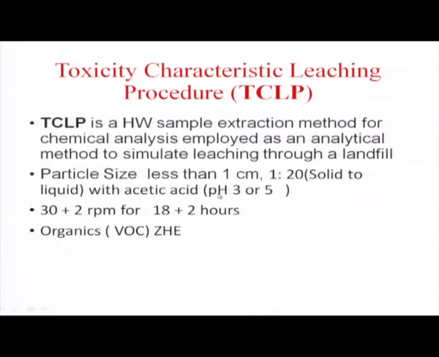Okay. So, depending on the pH of the actual original material, either pH 3 or 5 based acetic acid solution is used to carry out the test. And normally it is 1:20, 1 part solid waste is taken with 20 parts of the acetic acid liquid portion, and this is mixed at 30 RPM for 18 hours. At least 16 hours minimum, it can go up to 20 hours also, 18 plus or minus 2 hours, and the RPM should be 30 plus or minus 2 RPM.